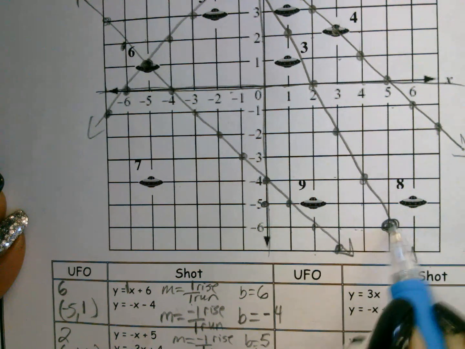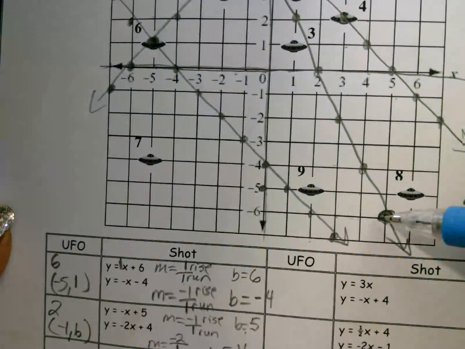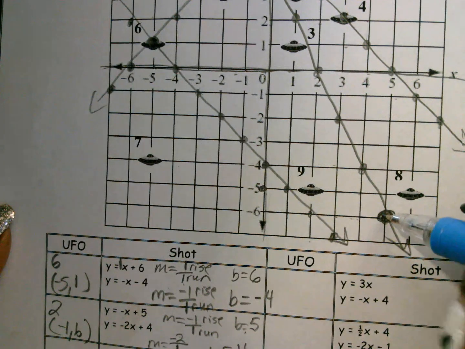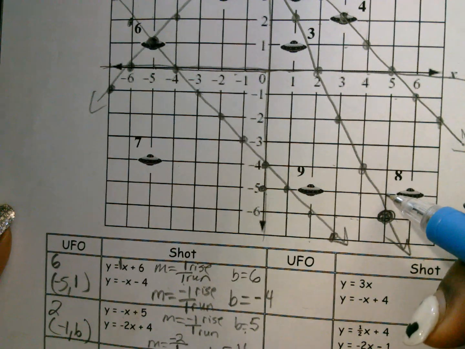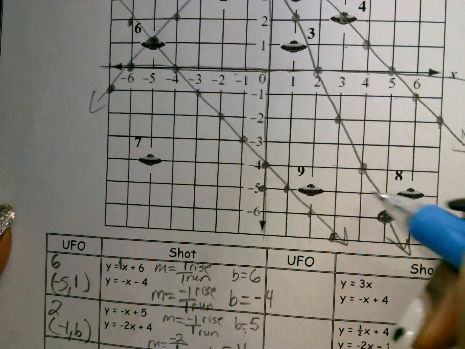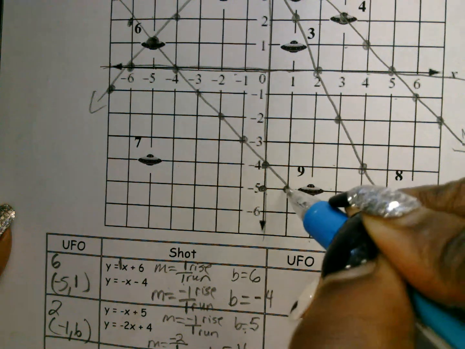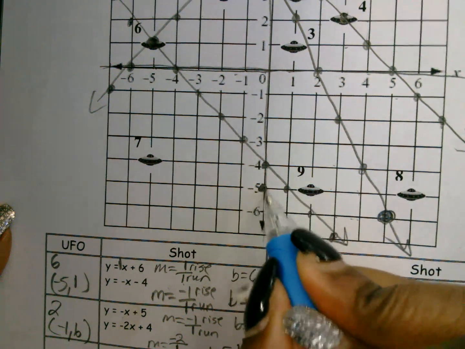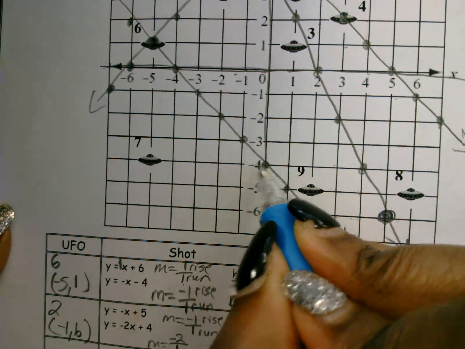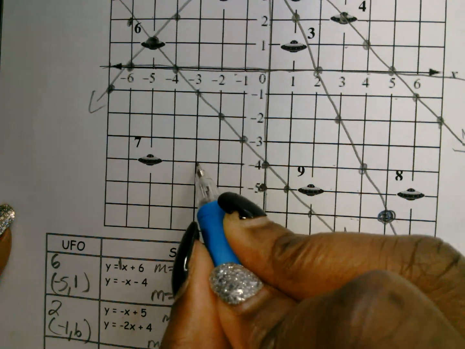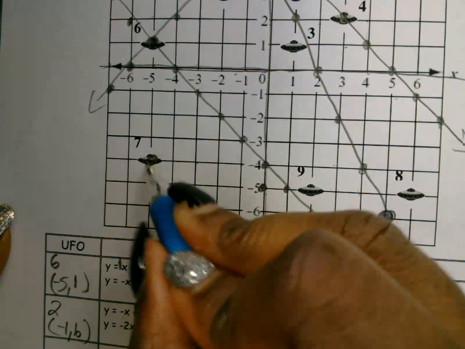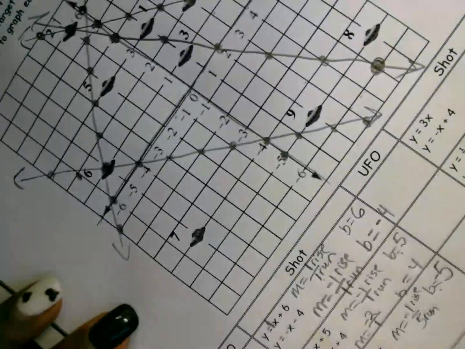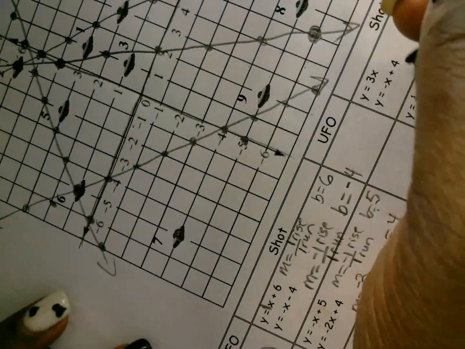Make this dark. Okay? Opposite direction because we don't have any more space. Up 1, and 1, 2, 3, 4, 5. Up 1, and 1, 2, 3, 4, 5. And we're out of space. Does that make sense?